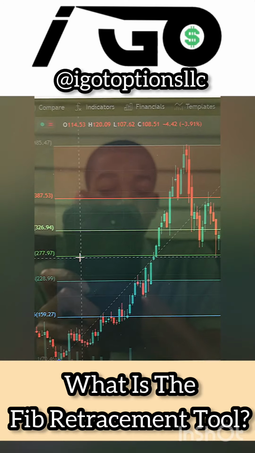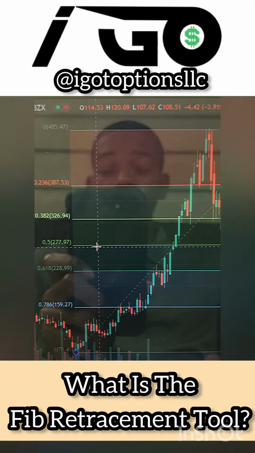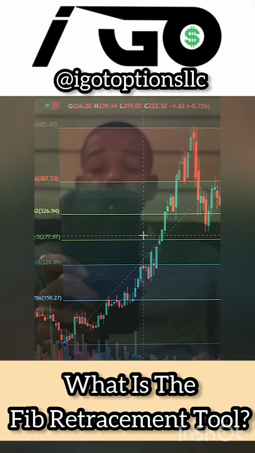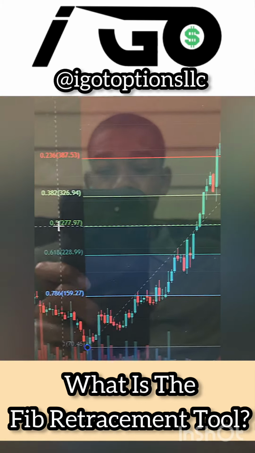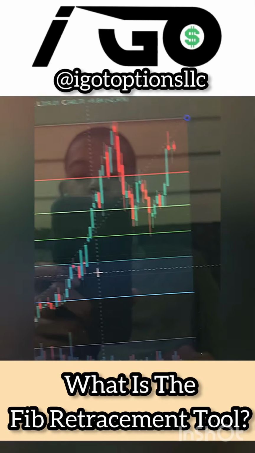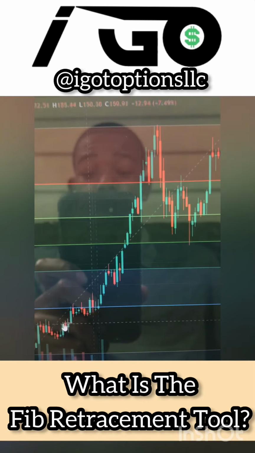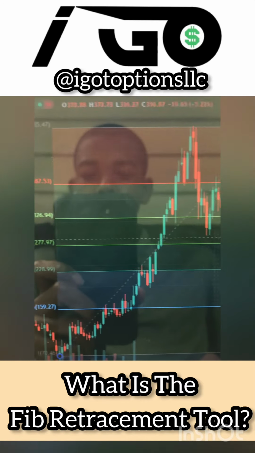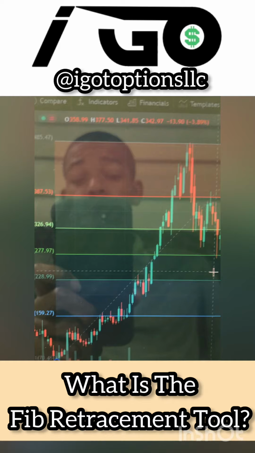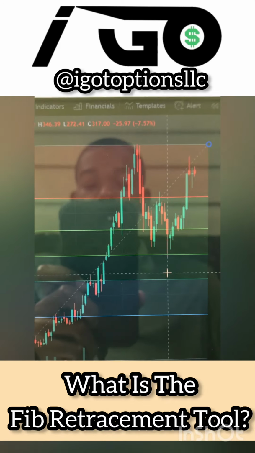Now, how would you use this? You would use this to enter in on a stock when you see it going to this 50% line and the 61% line, right? The reason most people would do that is because usually when stocks are in a trend and they pull back 50% or 61%, they tend to start to go back up in their original trend.